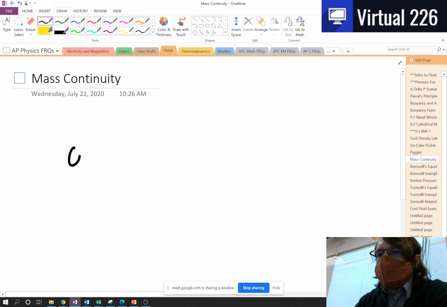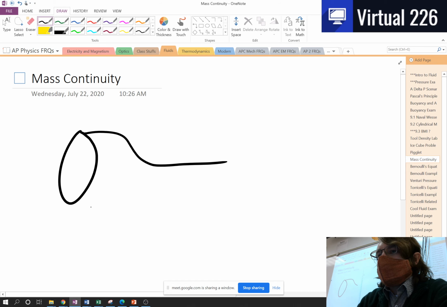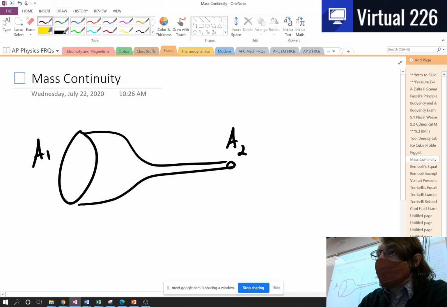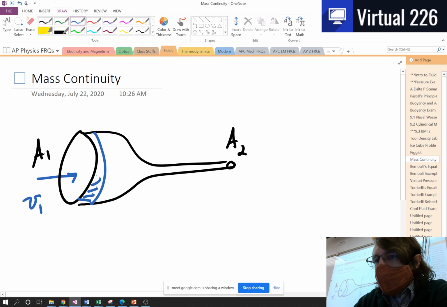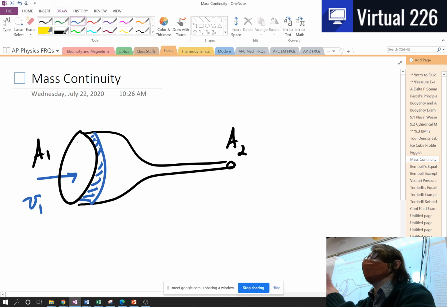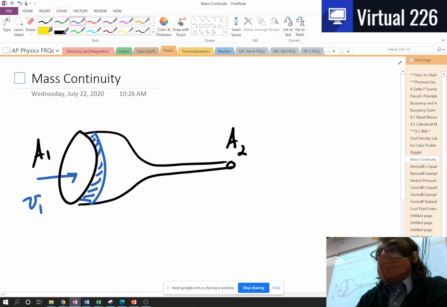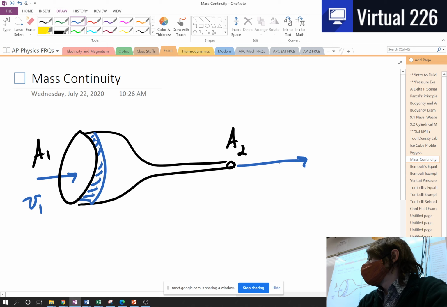If we have a small opening, or here, we'll do it this way. If we've got a large opening, and then this collapses down and becomes a small opening, like this, here's area 1, here's area 2. If the speed of the fluid going through here is V1, the amount of volume of this fluid that is moving forward each moment in time, that volume has to be coming out of the other end. And since that has a different area, we know that this might have to move differently.